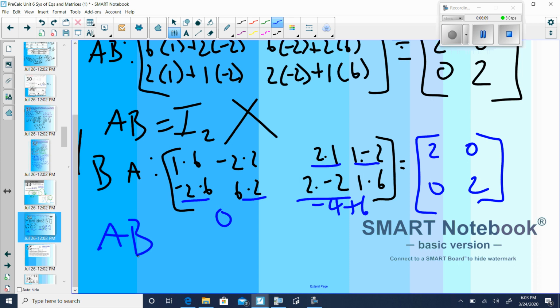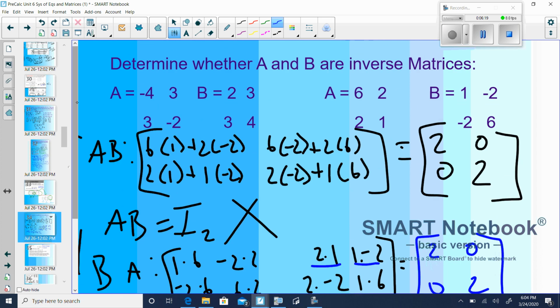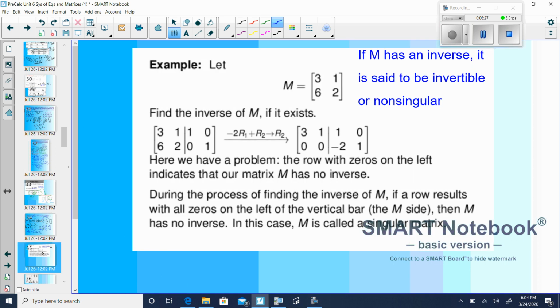So AB is equal to BA, but those are not equal to the identity matrix. So this first set is a yes. The second set is not a chance, guys. Sorry about that. All right.